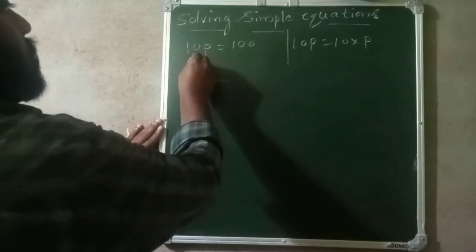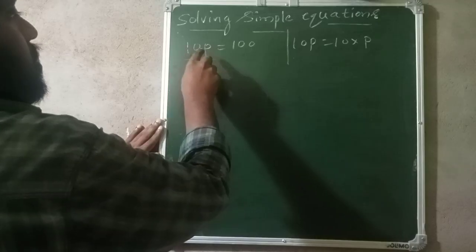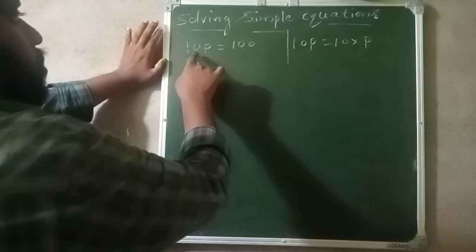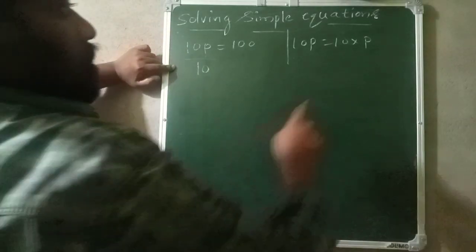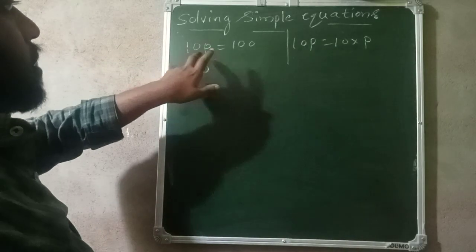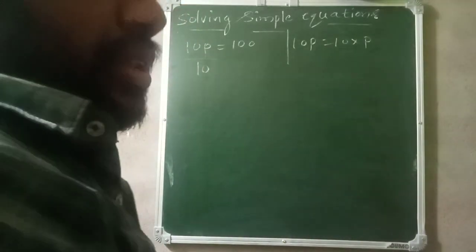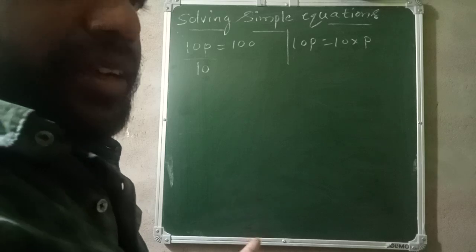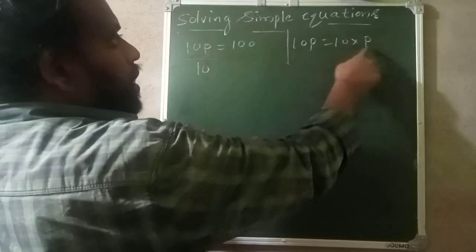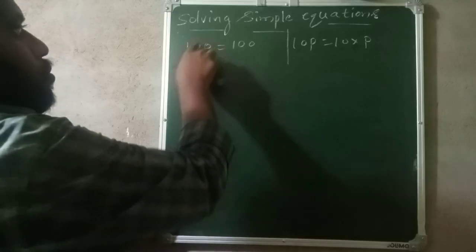So to remove this, I can divide 10p by the same 10. Why am I dividing by the same 10? Because I want to remove 10. And one more thing, because there is into, you can divide by 10. If there is plus between 10 and p, there is no use. Simplification will be tough if you divide by 10. We want to remove 10 and there is into between 10 and p, so you can divide by the same number 10 to remove this 10.